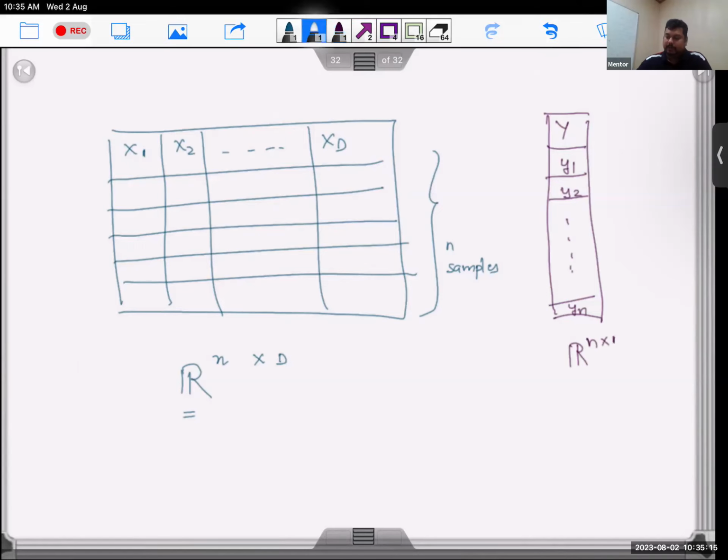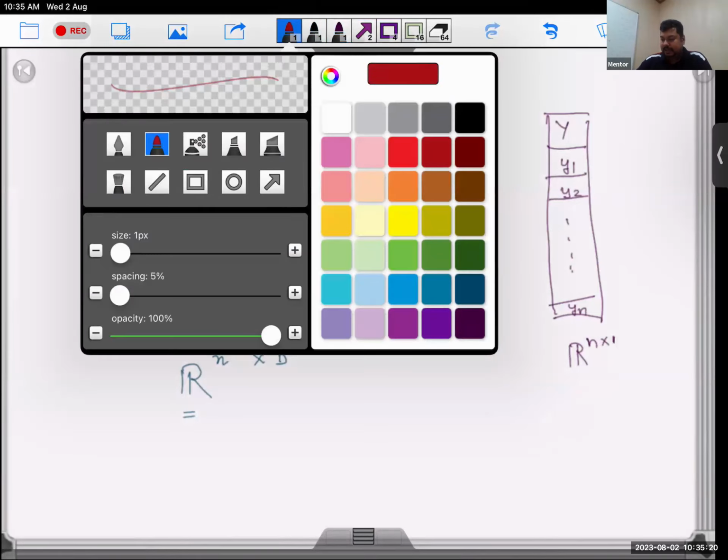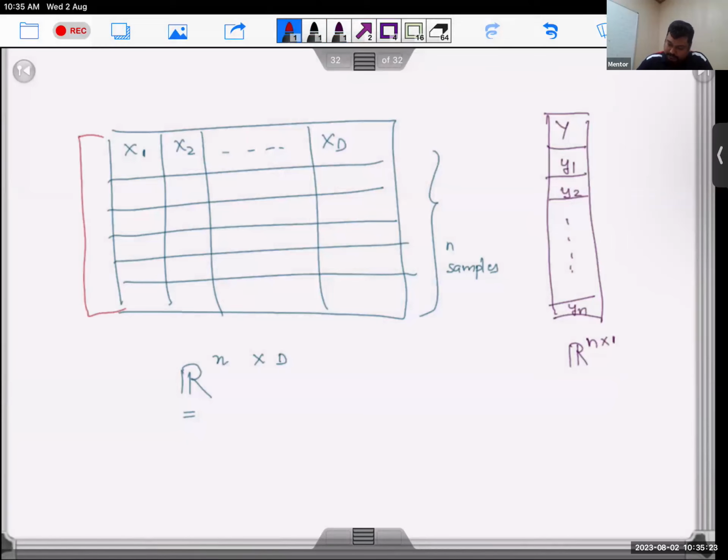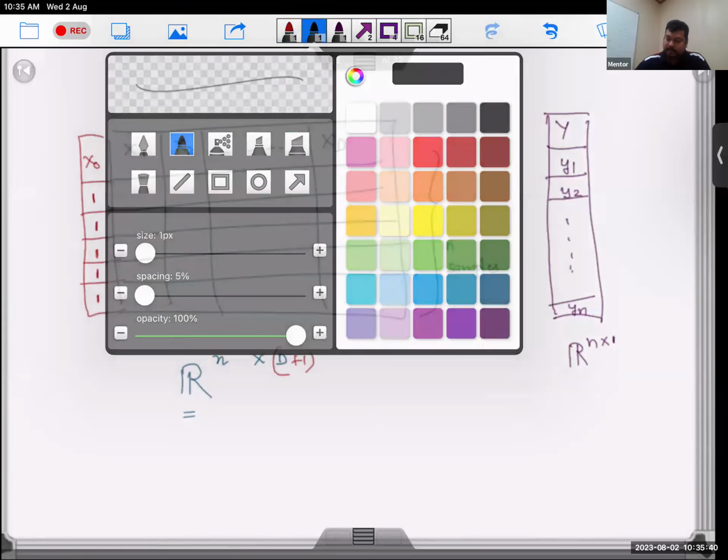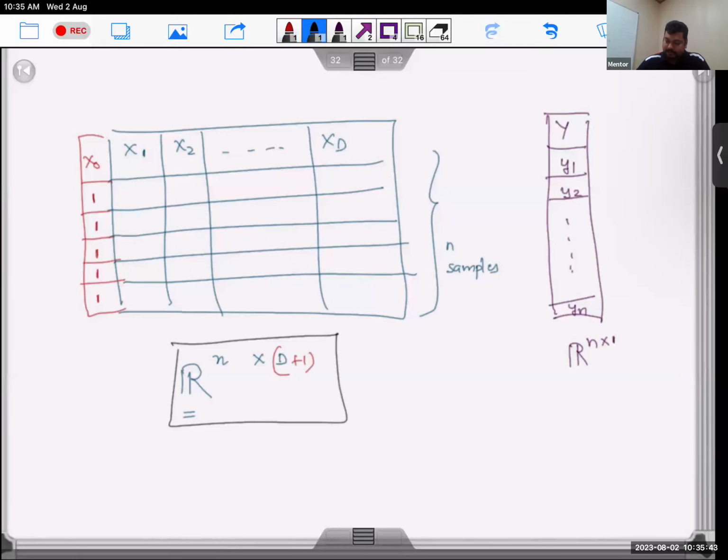What you need to do is make one change. You have to add one more column here. This is X naught, and this X naught is always 1. So what is the size of this now? N comma D plus 1. Right. This matrix is called X, and this column vector is called Y.